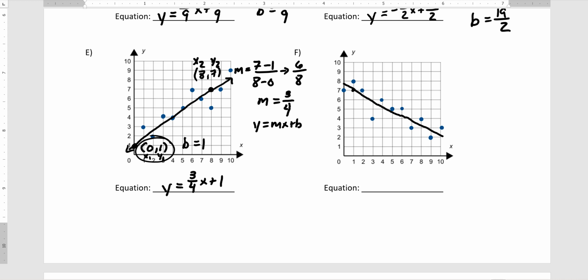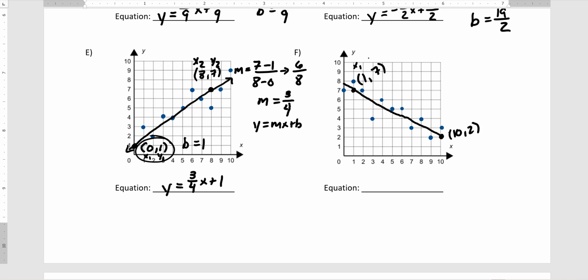So I'd say this point is pretty close to, and I'd say this point here is pretty close to. So this is the point 1, 7. This is the point 10, 2. All right, so let's find the slope for this line between 1, 7 and 10, 2.